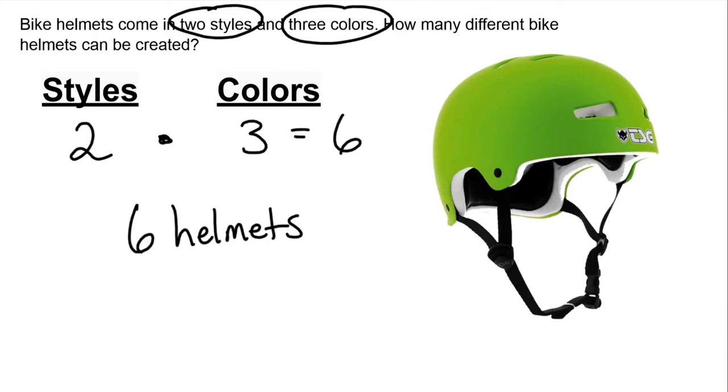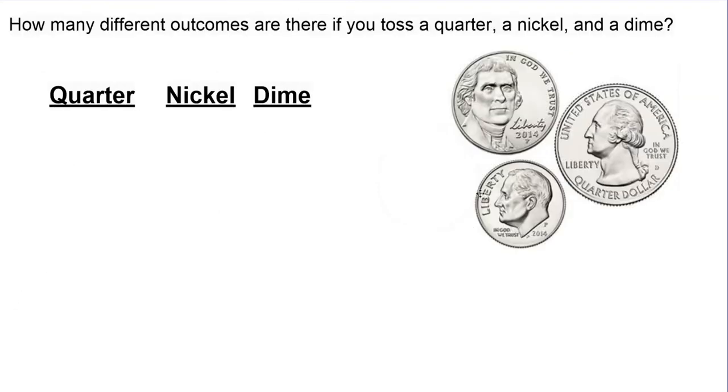So we don't have to necessarily create a tree diagram, an organized list, or a table to find the total possible outcomes. Here, how many different outcomes are there if you toss a quarter, a nickel, and a dime? So again, there are 2 possible outcomes for the quarter, heads or tails. There are 2 possible outcomes for the nickel, heads or tails.